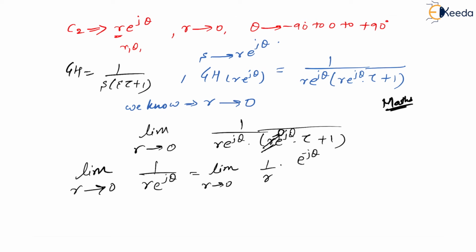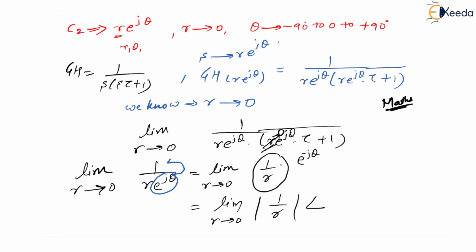So now this indicates what? This indicates that your magnitude is 1 by r, limit as r tends to 0, and the angle is what? Because of this minus, when e to the power j theta goes to the denominator, the sign changes to minus j theta, which means the angle is minus theta. This is nothing but the polar form. Already you have learnt it in mathematics, right?